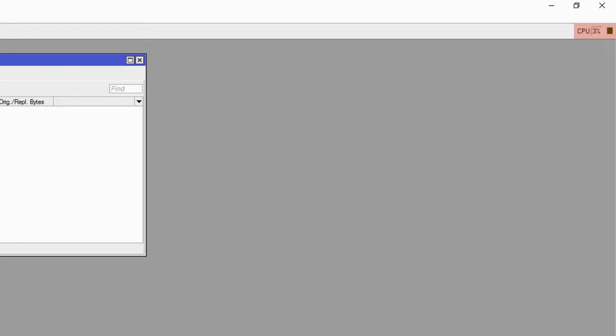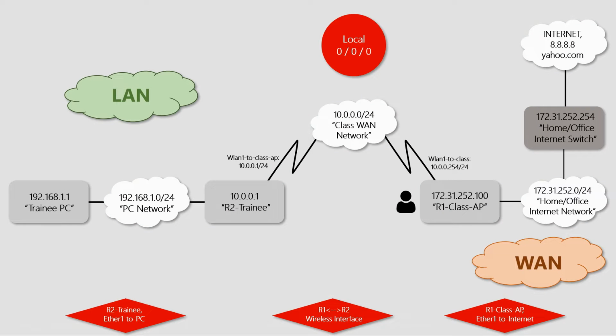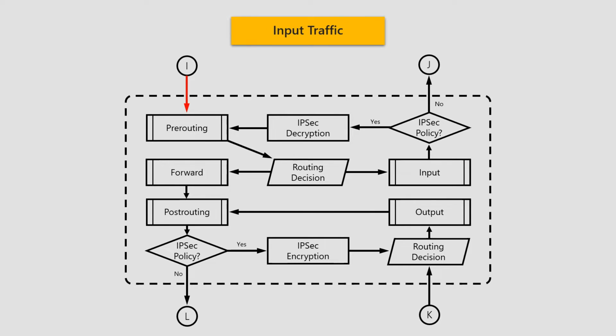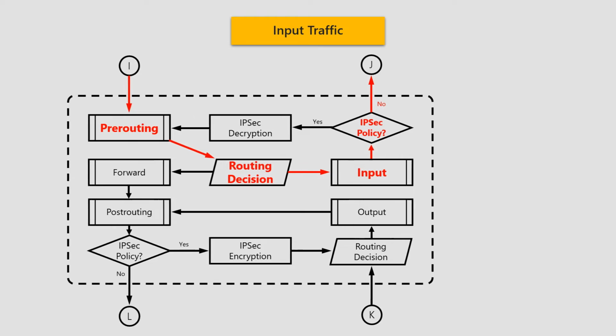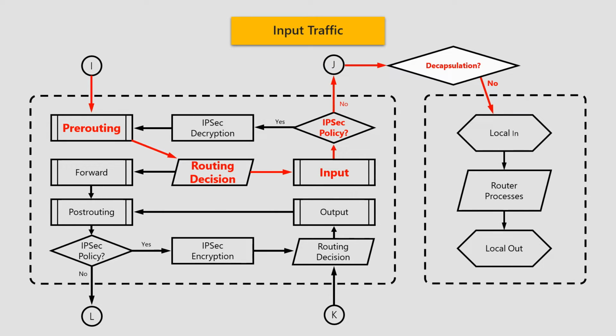Now, if the class AP, for example, becomes the subject of a DDoS attack, a large volume of traffic will be directed toward one of the addresses assigned on the class AP. Thus, these addresses will be regarded as destination addresses, and the DDoS traffic will be input traffic. Therefore, DDoS traffic will go down the path of input traffic, hitting the two stages of pre-routing and input before exiting the routing flow and entering the router's local processes.